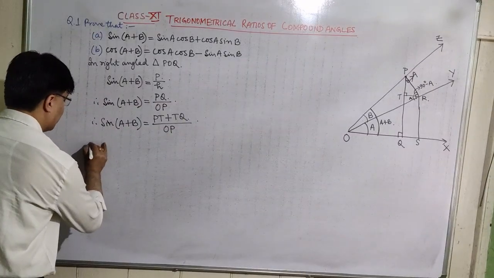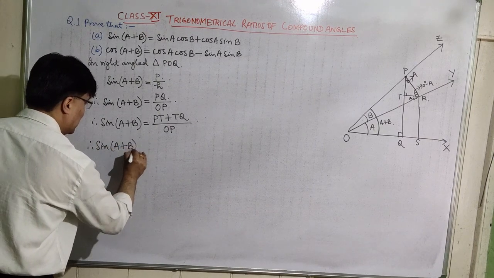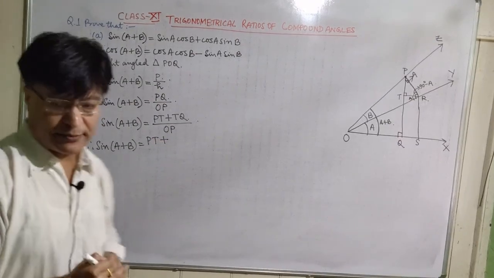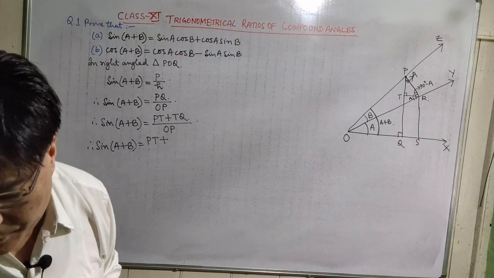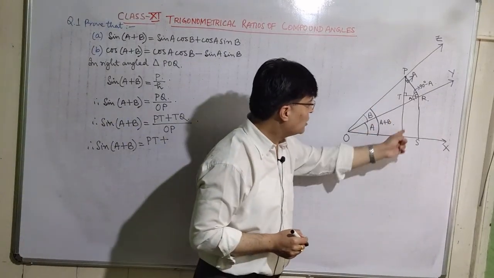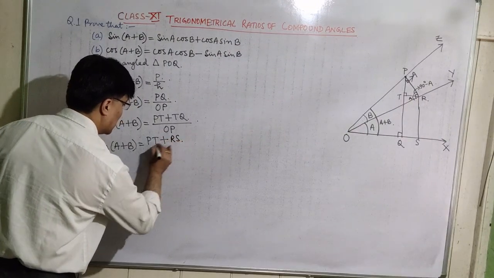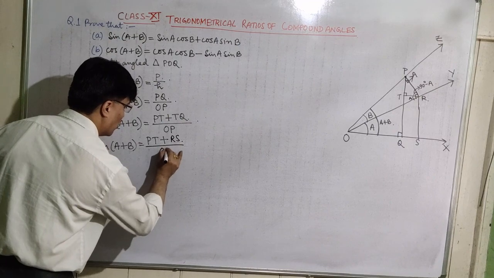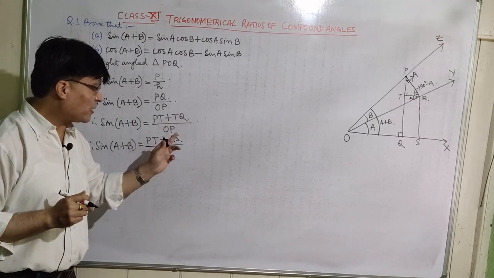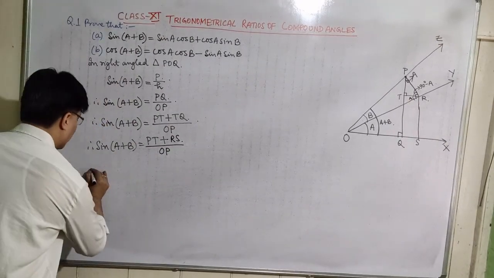So let us write here. Therefore, sine of A plus B is equal to, PT is kept as it is, plus what is TQ now? So here from the figure, TQ is equal to RS. So we can write here RS divided by OP. Is that clear? So instead of TQ, we are writing RS. Okay. So let us separate this term now.